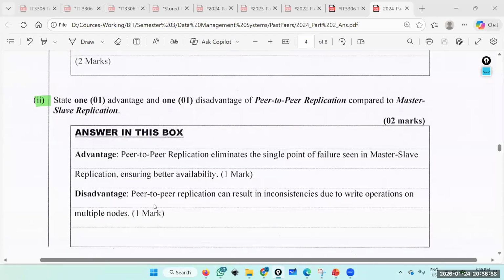But the disadvantage is inconsistencies because when someone updates peer 1, someone reading peer 1 gets the latest. But someone reading peer 2 may not get the latest. That means they will say we got two different values. Because a peer will take a bit of time to propagate it to other peers. Okay. Straight from your note.